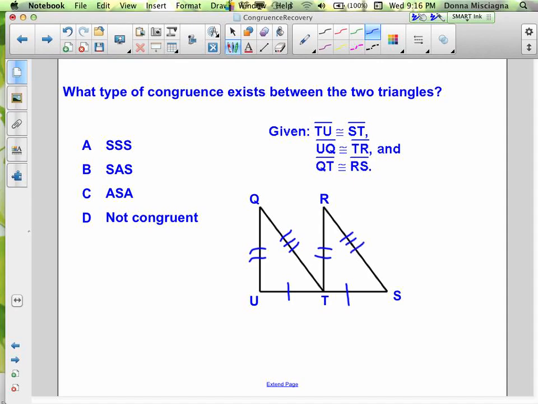So think in your head which one, or shout it out to your computer. Which of our congruence postulates applies? It is side side side. We have three sides in one triangle congruent to the corresponding sides in the other triangle. Those triangles are congruent using the side side side triangle congruence postulate. All right, let's do another one. See if you can get that one right.